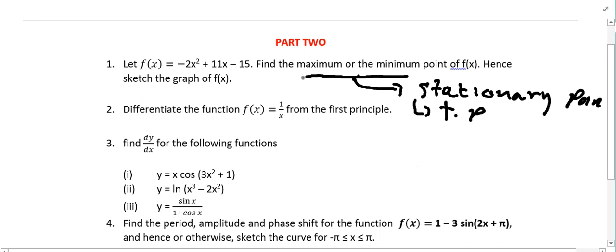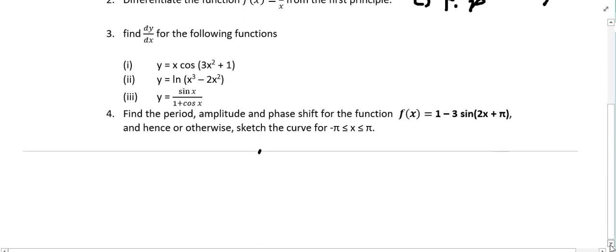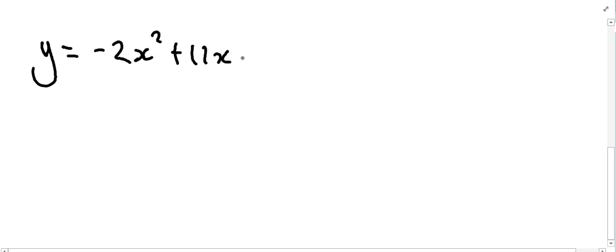So there are three methods you can use to solve this one. All of them will give you the same answer, but you need to make sure that you know which method should be used first. So in this case, you need to look, are you able to find the x component using product sum factors? The equation is y is equal to negative 2x squared plus 11x minus 15. So the question should be, are you able to find the product, sum and factors?